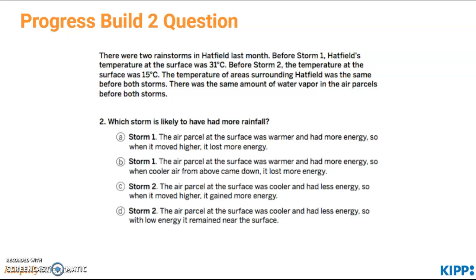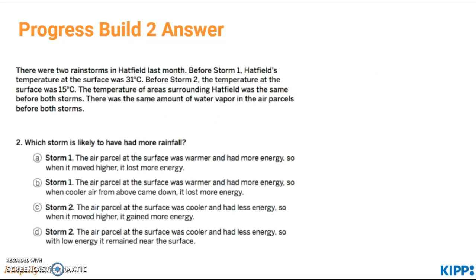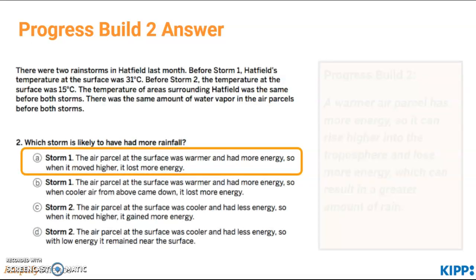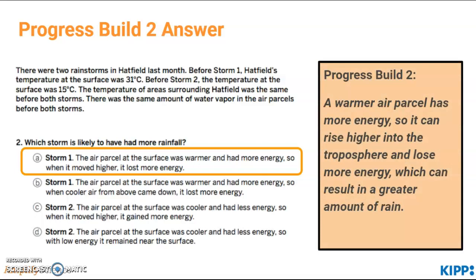Here's a Progress Build 2 question. Go ahead and pause here and try the question and click play when you're ready for the explanation. All right, the correct answer here in this Progress Build 2 question is A. It aligns with Progress Build 2, when warm air parcels rise and lose energy.